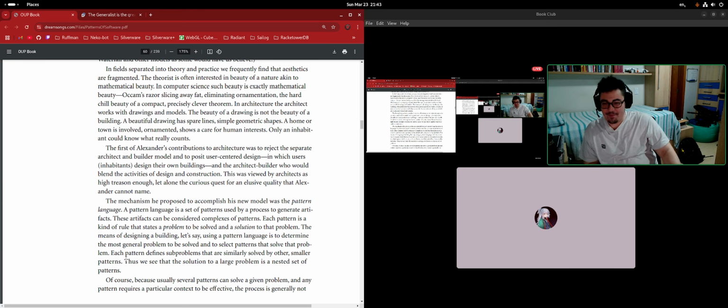A pattern language is a set of patterns used by a process to generate artifacts. So again, a recipe. These artifacts can be considered complexes of patterns. Each pattern is a kind of rule that states a problem to be solved and a solution to that problem. The means of designing a building, let's say, using a pattern language is to determine the most general problem to be solved and to select patterns that solve the problem. Each pattern defines subproblems that are similarly solved by other, smaller patterns. Thus, we see that the solution to a large problem is a nested set of patterns.